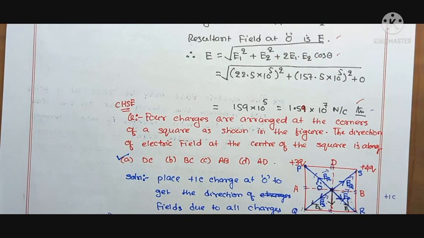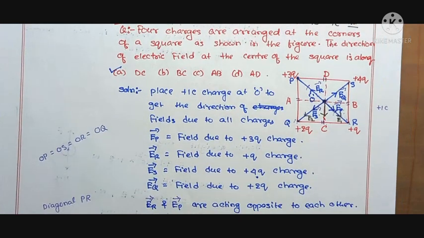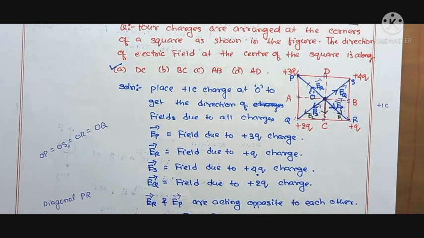One important question is CHSE board पूछा था. The four charges are arranged at the corners of a square as shown in the figure. The direction of electric field at the center of the square is along option A DC, option B BC, option C AB, option D AD.